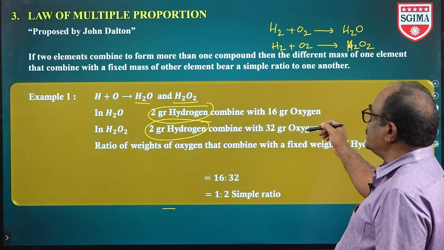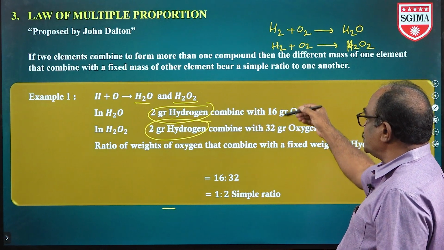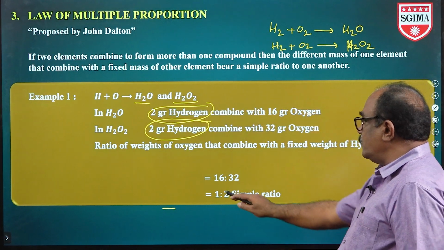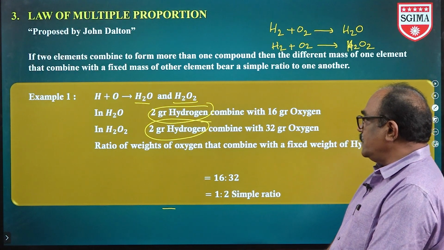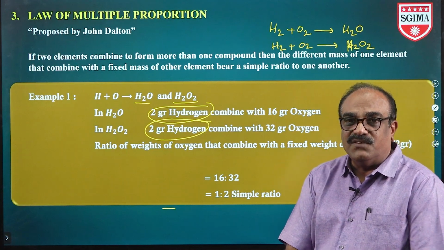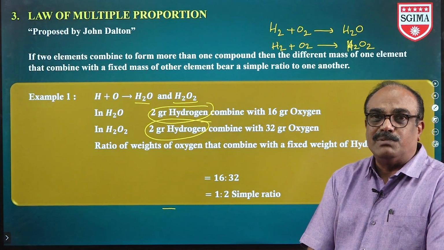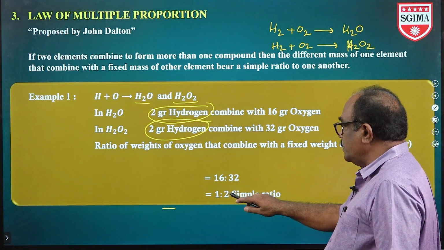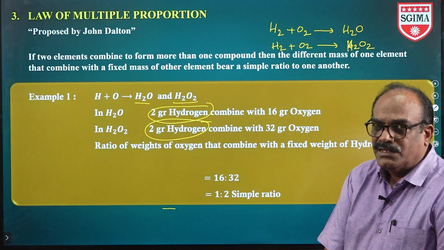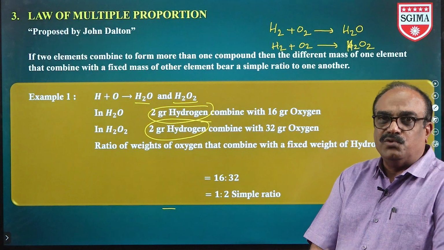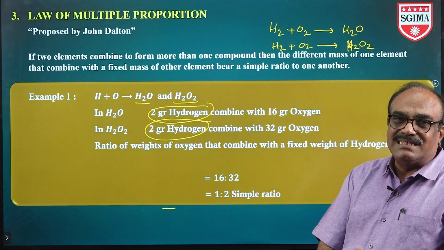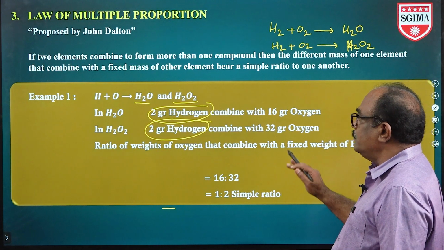What is the weight of oxygen in both the chemical compounds? 16:32, which is equal to 1:2, which is a simple ratio. So the weight of oxygen that combines with a fixed weight of hydrogen bears a simple ratio. That simple ratio is 1:2. What is a simple ratio? A simple ratio can be 1:1, 1:2, 2:3, 3:2. Ratios like that are usually called simple ratios.